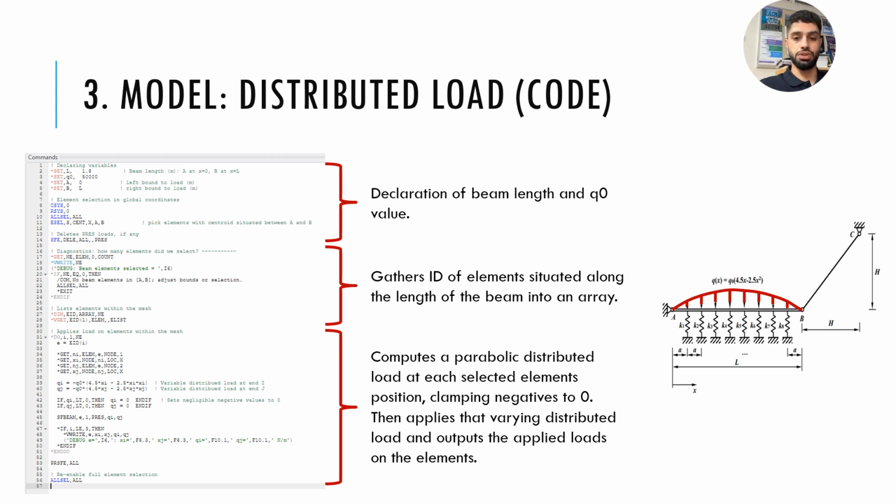So we had to do some coding to simulate the distributed load. The first section of the code declares the beam length and the Q value. The second section gathers the IDs of elements situated along the length of the beam into an array, and the last part computes parabolic distributed loads at each selected element from the array, and it clamps negatives to 0 and applies the varying distributed load and outputs the applied loads on the element.